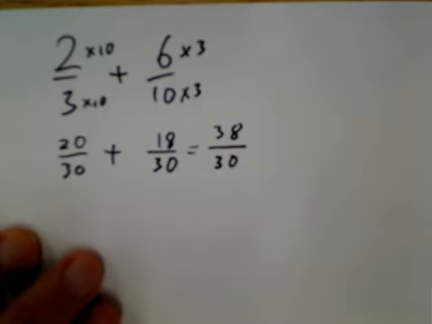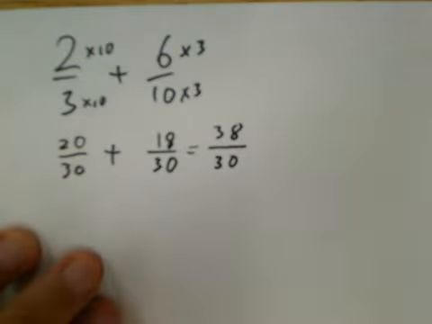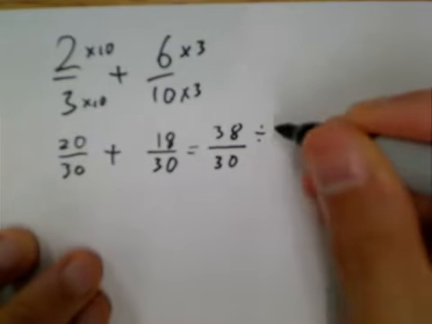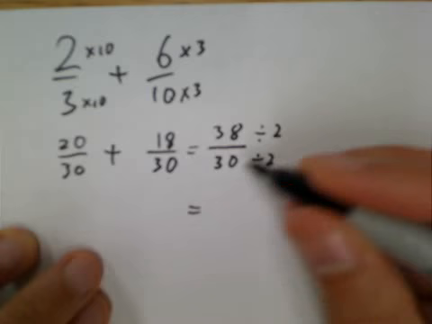Okay, everything looks good so far, but I can reduce this. Both of these numbers are even. If they're both even, that's a really easy way to tell or to give you something to do with that. So let's divide them both. Let's take half of both of them.